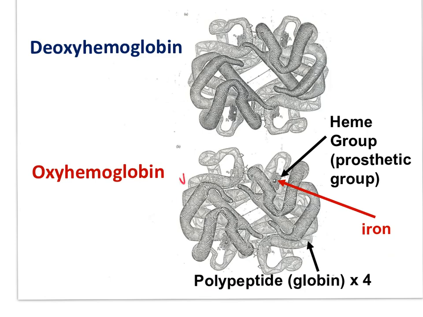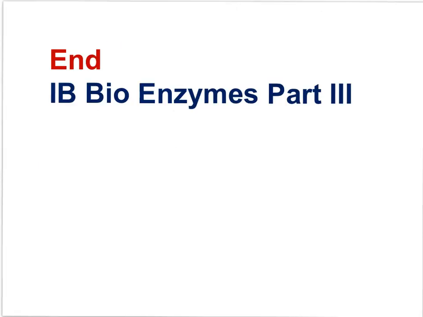As hemoglobin binds and releases oxygen through its course in the circulatory system, hemoglobin's shape rocks back and forth between the oxygenated and deoxygenated conditions. And that brings us to the end of IB Bio Enzymes Part 3.